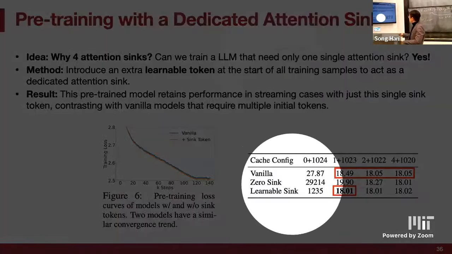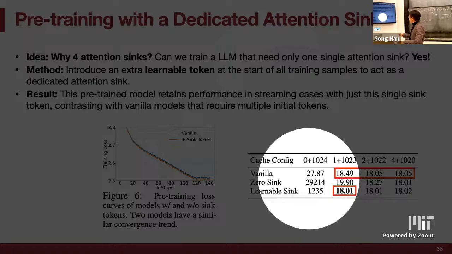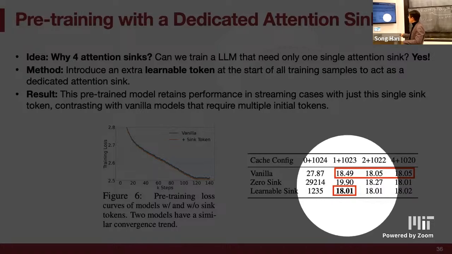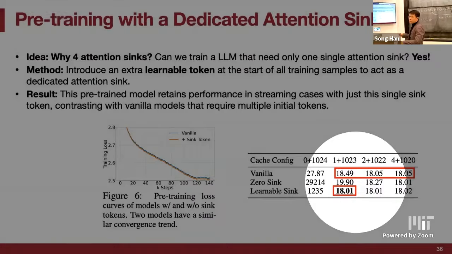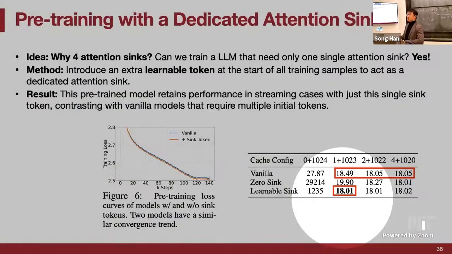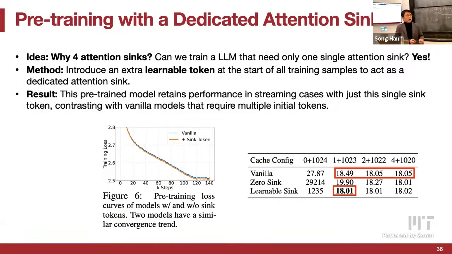Actually, using this learnable sink, compared with the vanilla model, just using a single token, the vanilla model has 18.49 perplexity versus the learnable sink has 18.01. It performed quite well compared with the vanilla without the dedicated attention sink, and we no longer need 4 sinks. Here we just need 1 learnable sink. So when you are training the model, you can insert this attention sink.